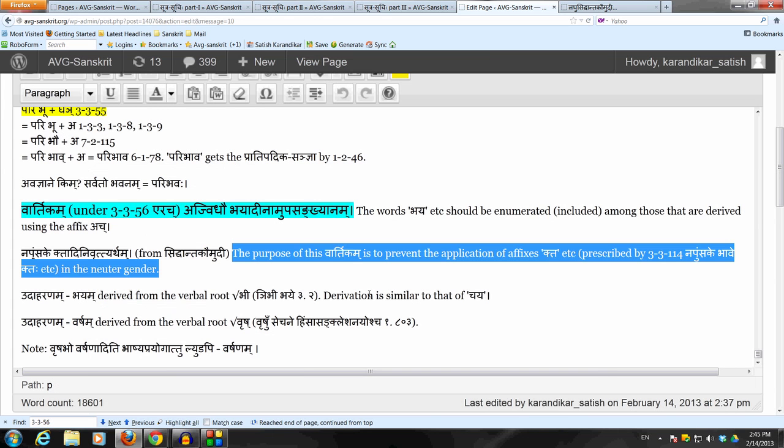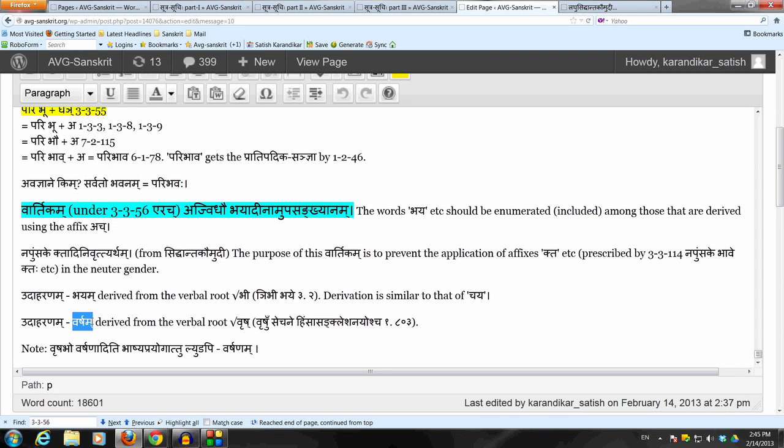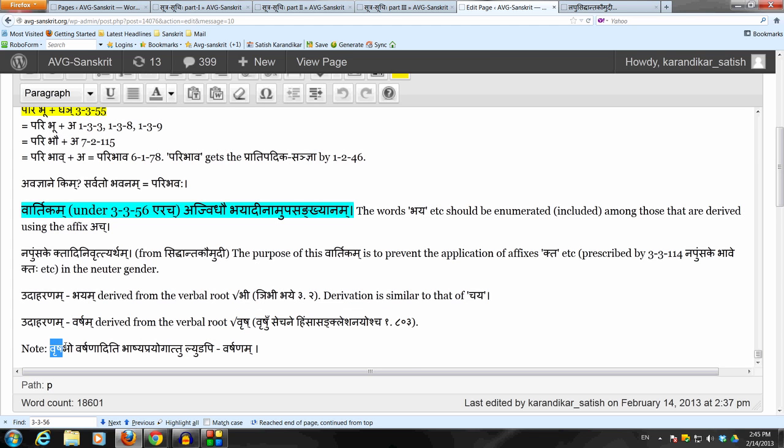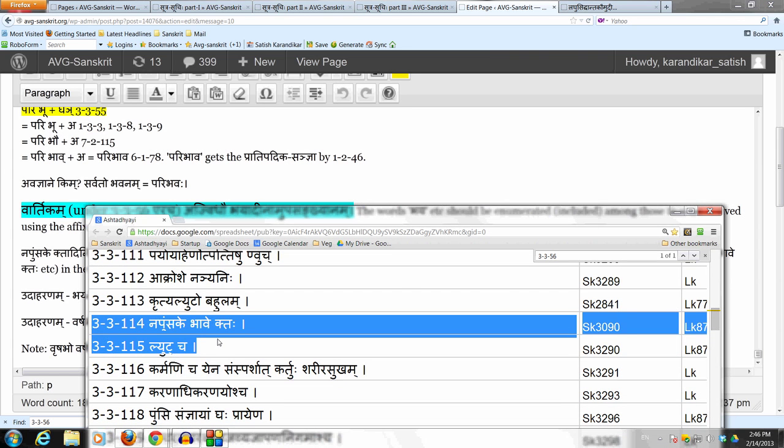Similarly, the word varsham is also used in the neuter gender. Here also the affix ach is used, but here there is something special. In the bhashyam, we have a usage which is vrishabho varshanat. From that we understand that even though the affix ach is to be used by this Vartikam to form the neuter noun varsha, in this particular case we may also use the affix lyut by 3.3.115 lyut ca to also get the form varshanam, the optional form varshanam.